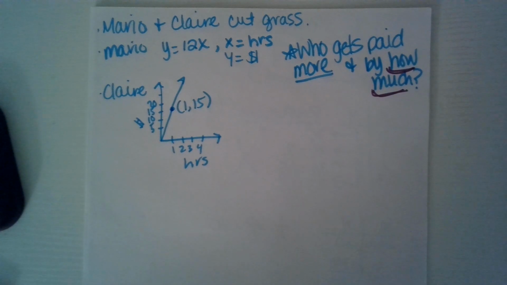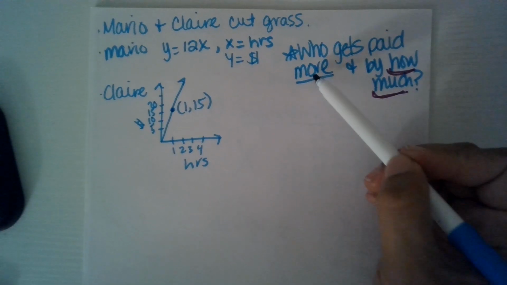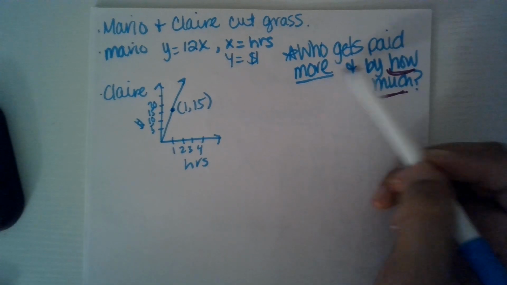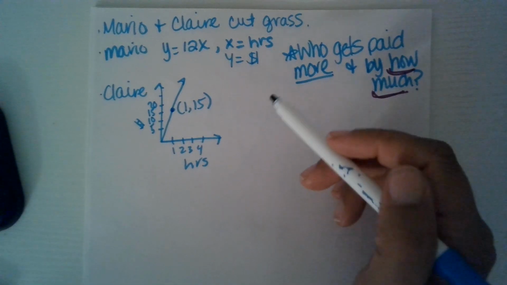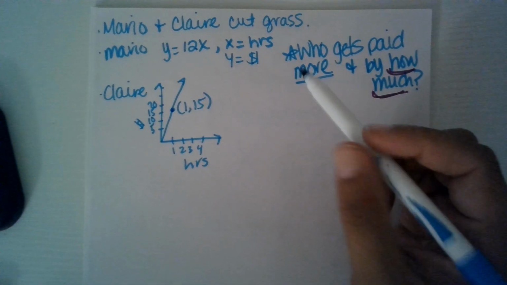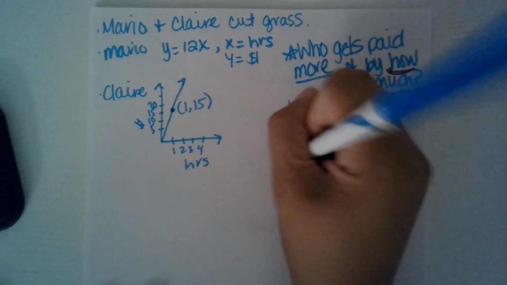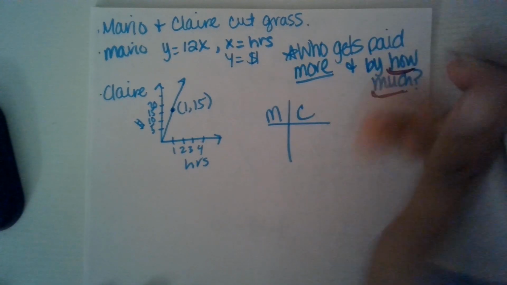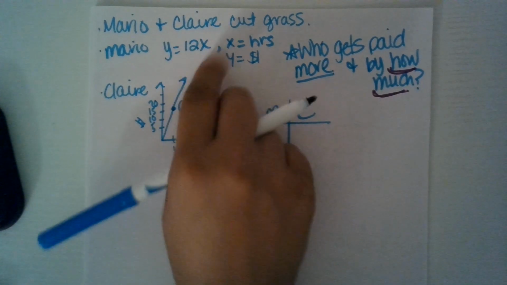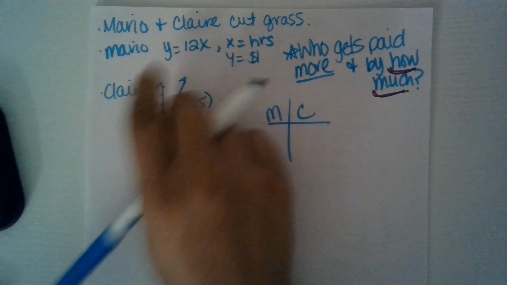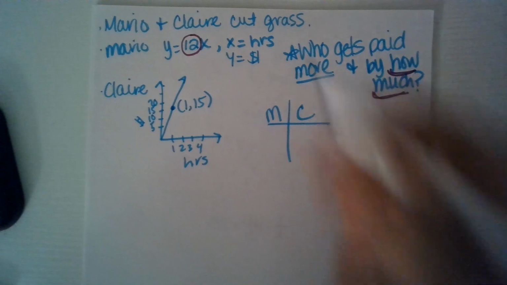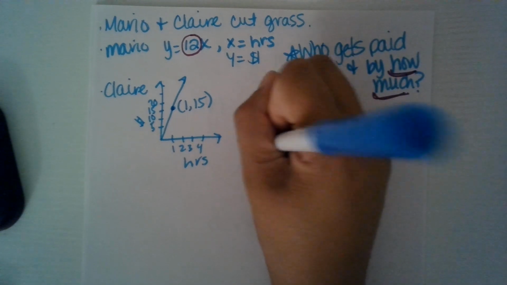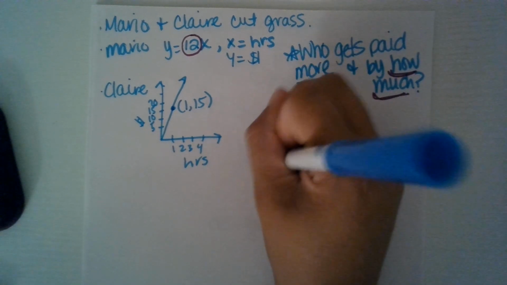am comparing. I need to figure out who has the higher money rate, but I want to know how much more did they make than the other person. Okay? Now, I'm going to put M for Mario, C for Claire. For Mario, his is easy to find, my hourly rate. He makes whatever the coefficient is in front of the X in a formula. And again, we've done this before. In this case, it's $12. So he makes $12 per hour.